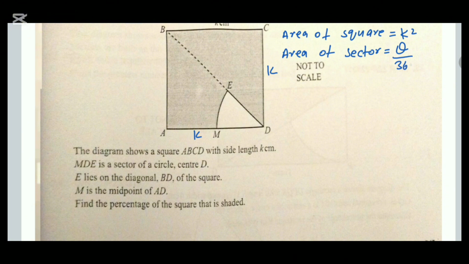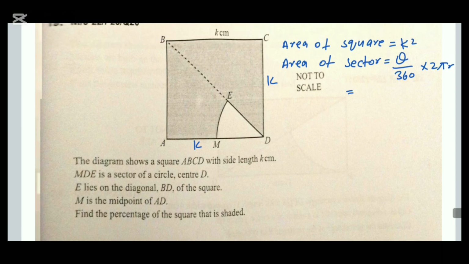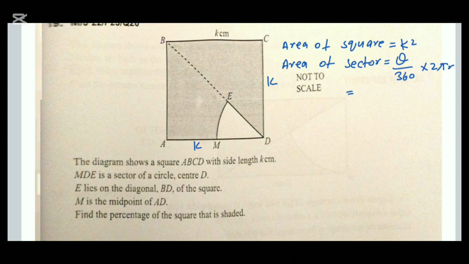Theta over 360 into 2 pi r is equal to, so what you have to do here, we have to find first of all what is the angle. So how you will find the angle? Okay, how you will find this angle? Angle D, this is the angle of the sector. So how you will find it? By using this triangle you can find this angle.